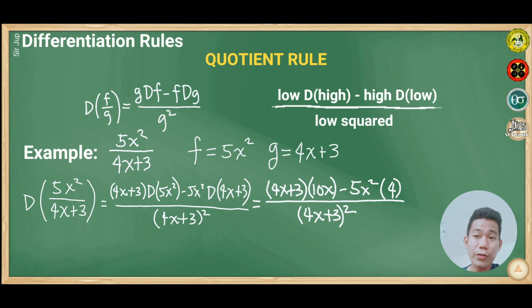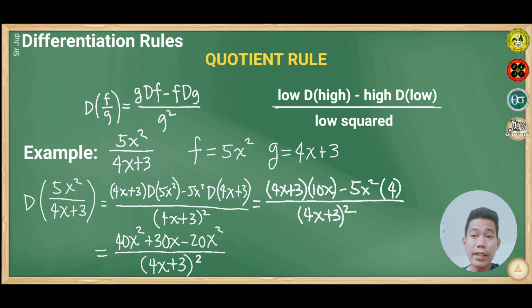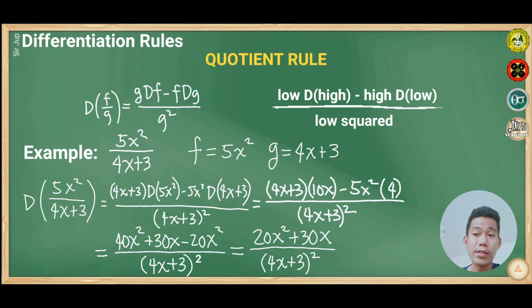Okay, so by simplifying, we distribute 10x to 4x plus 3, so it becomes 40x squared plus 30x minus 20x squared. So you can simplify this by subtracting 40x squared minus 20x squared is equal to 20x squared. So the numerator becomes 20x squared plus 30x, and the denominator becomes 4x plus 3 squared. So it is up to you whether you expand this, but it is advisable not to, so that you have nothing more to do. Okay?